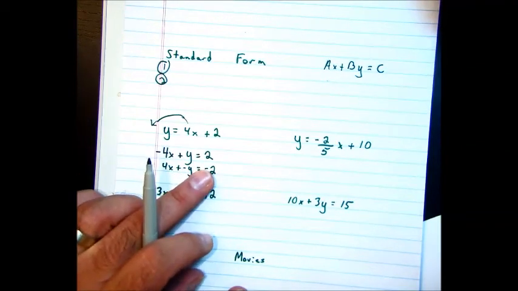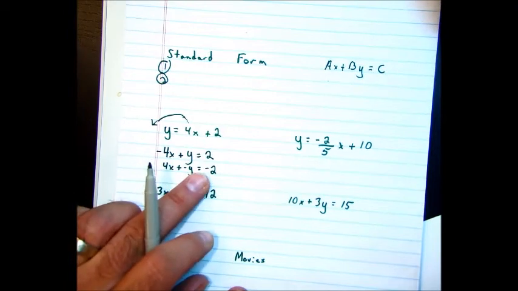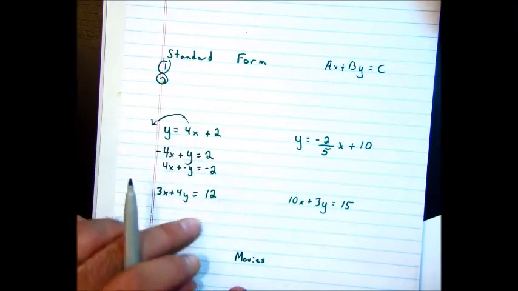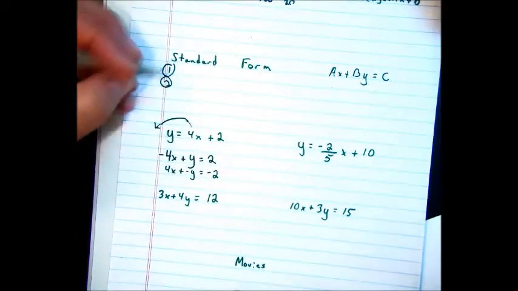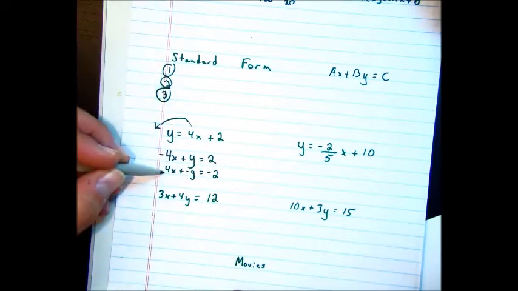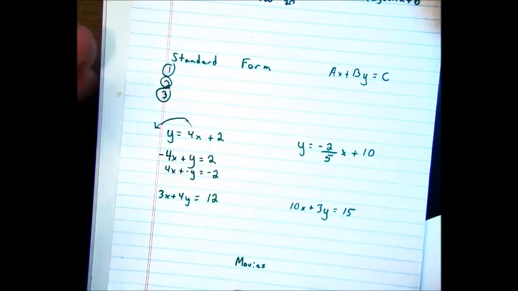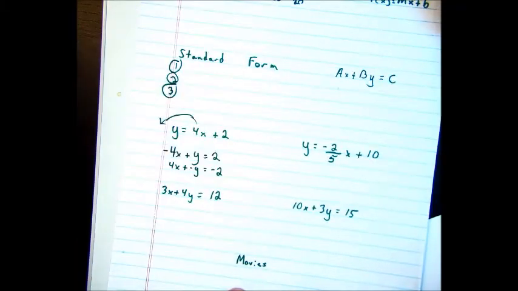If there was an inequality there, I'd have to change all the signs and the inequality. But there's not. It's an equal sign, so I just change all the signs. All right? Thirdly, is there a fraction here? Nope. Then I've got nothing to worry about. It is now in standard form.